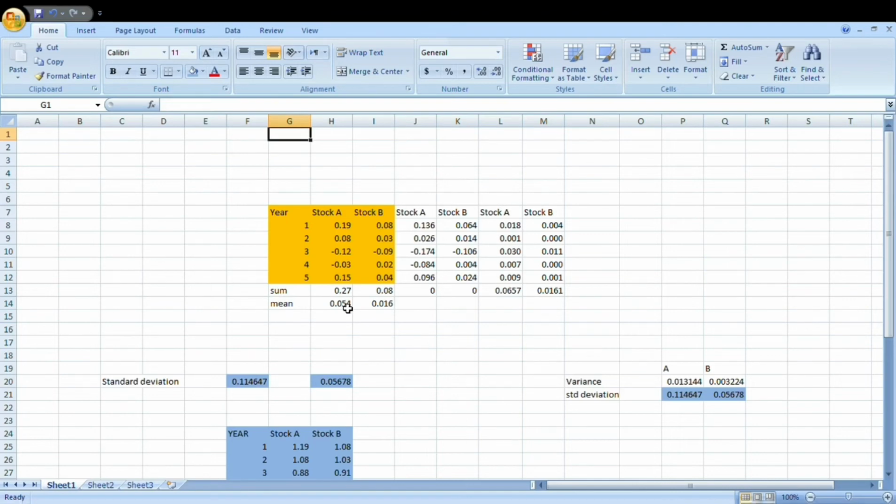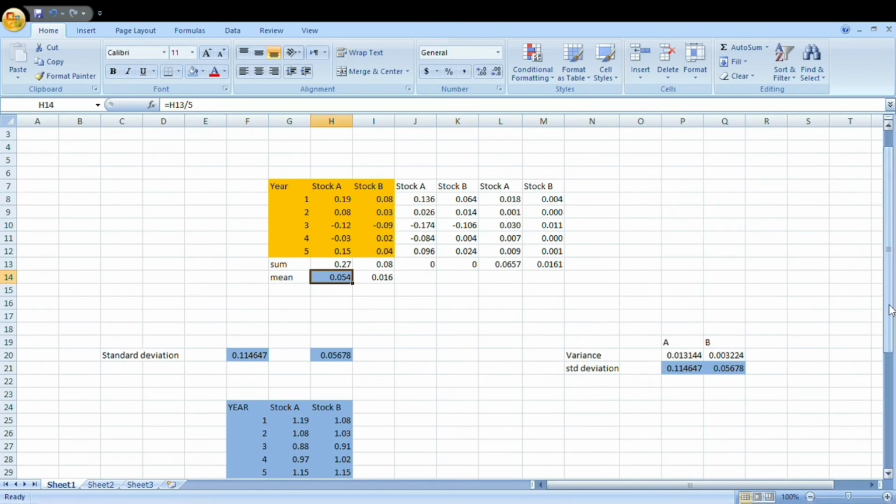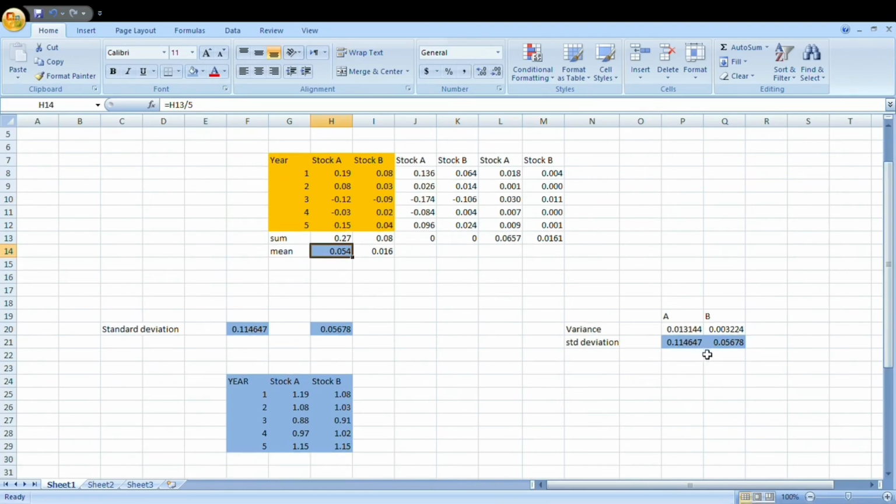So in this question, we have two stocks, A and B. We found the mean for stock A and stock B. Stock A's mean is higher, which means it is desirable due to its higher return, so we select stock A in this scenario. After that, we found the standard deviation for both stocks, which is 0.114647 and 0.05678. In this scenario we select stock B, because the higher the standard deviation, the higher the risk. So stock B is more preferable.